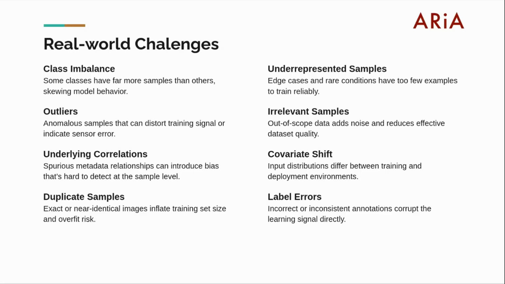You also have your nitty gritty real world challenges. So you've got class imbalance. Ideally you get a data set that's evenly distributed, but we all know that that's not necessarily the case in operation. You have outliers, you have underlying correlations, duplicate samples, underrepresented samples, irrelevant samples, covariate shift, and label error. These are not all of the things, but these are some of the things that can make modeling challenging.